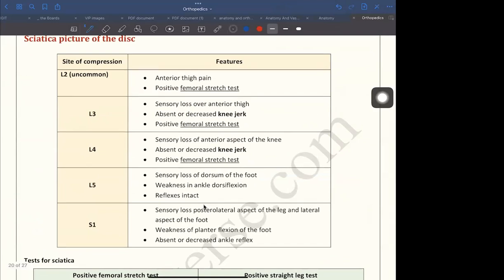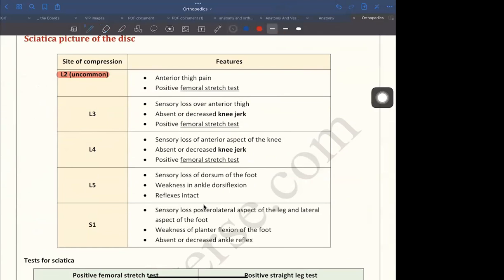The L2 disc is very uncommon. Think about the dermatomes and the myotomes, and think about the reflexes. Remember the ankle reflex and the knee reflex. It was S1, 2, and L3, 4, right? Remember that, and remember your dermatomes, the outer are odds and the inner are even, right?